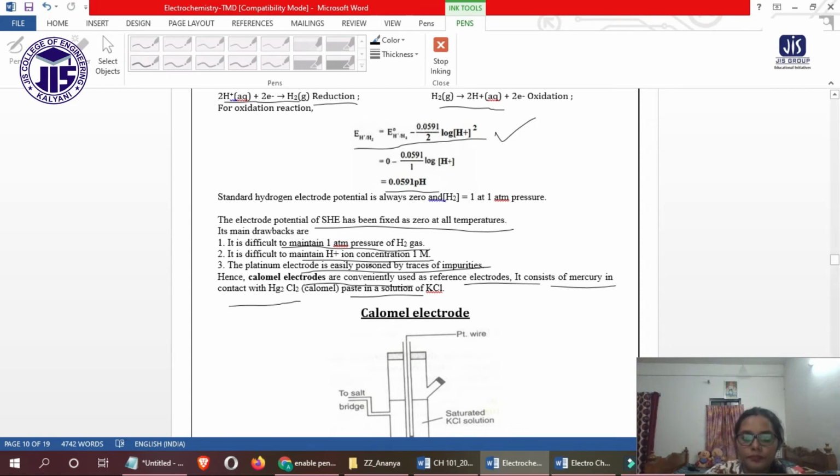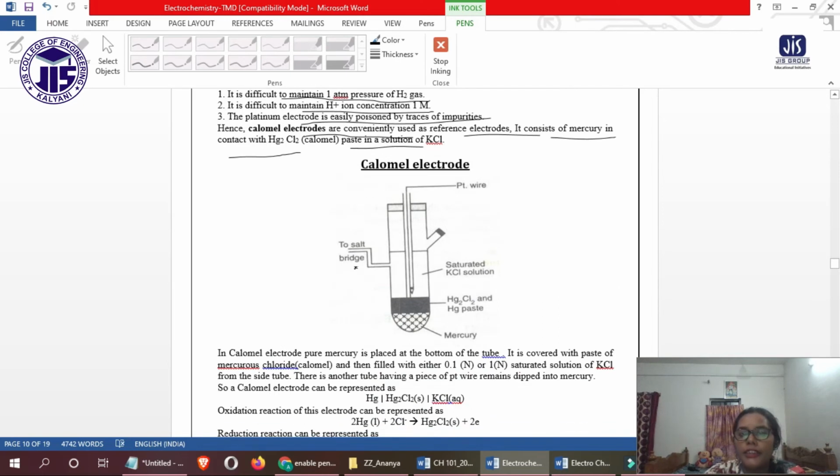Okay, this is the structure of the calomel electrode. Here you can see the mercury, and the mercurous chloride and mercury paste. This is the saturated KCl solution we have, and the wire inside is the platinum wire. And here is the salt bridge. So this is the calomel electrode, the standard reference electrode.